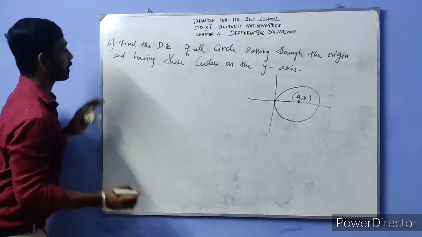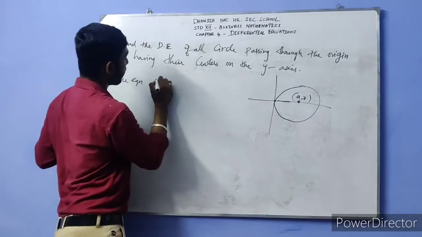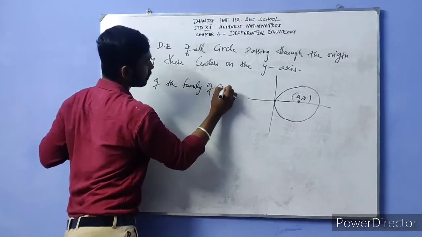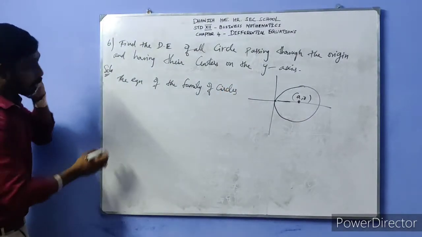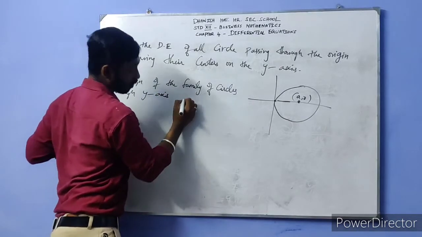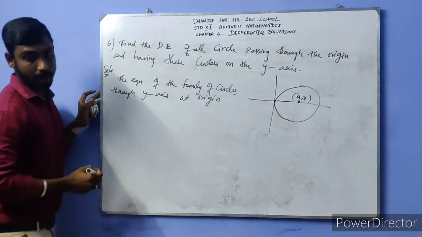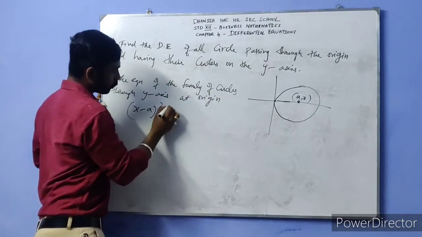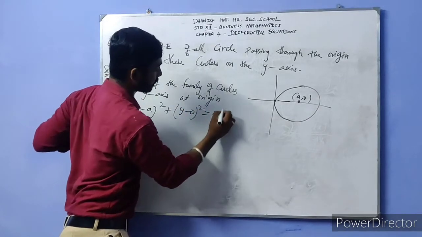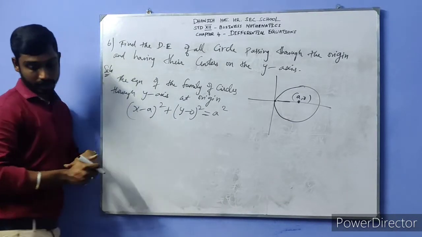So now we are going to start the equation. What is the equation of the family of circles? The equation of the family of circles through the origin with center on the axis is (x minus a) the whole square plus (y minus 0) the whole square equal to a square.